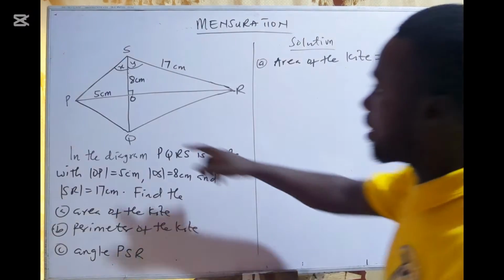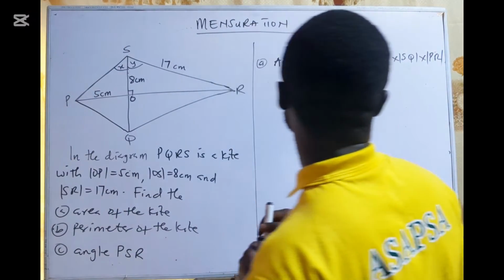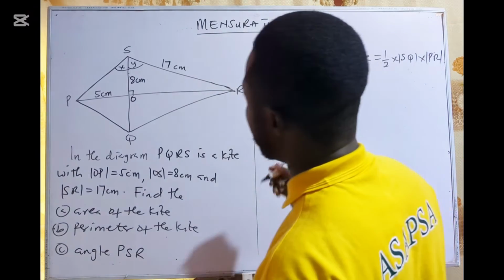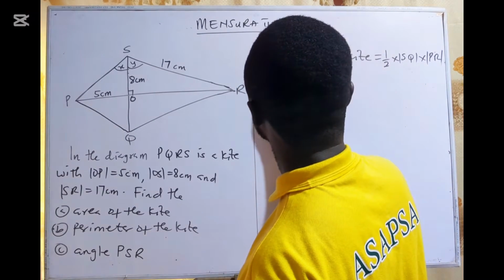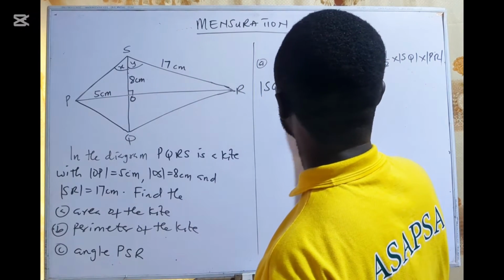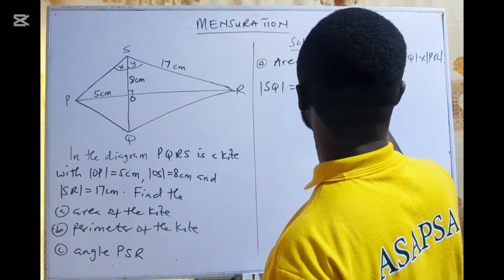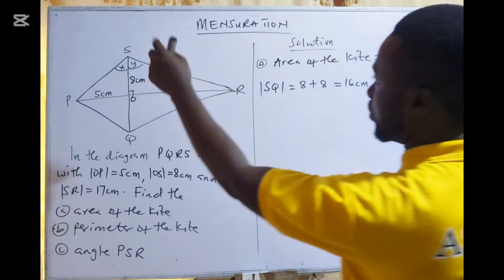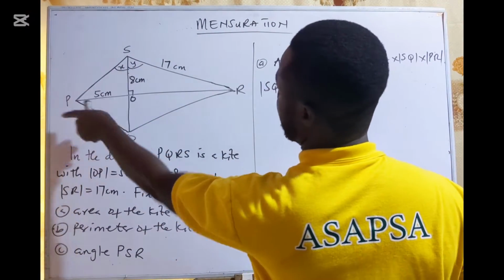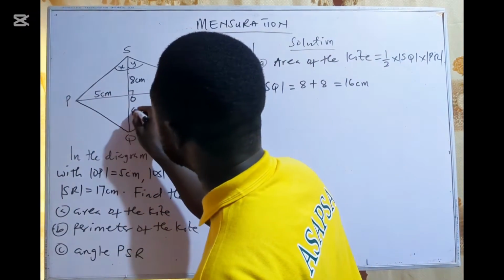And we know that the longer diagonal bisects the shorter diagonal. So our SQ will be equal to what? The 8 centimeters here plus another 8, and that will give us 16 centimeters. So our SQ is 8 plus 8, because the longer one bisects the shorter one. So here is the same as here, so here is also 8.